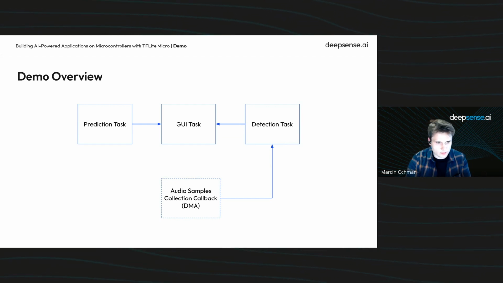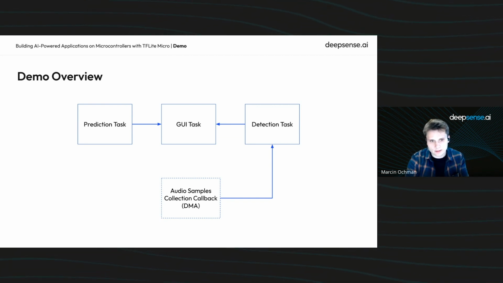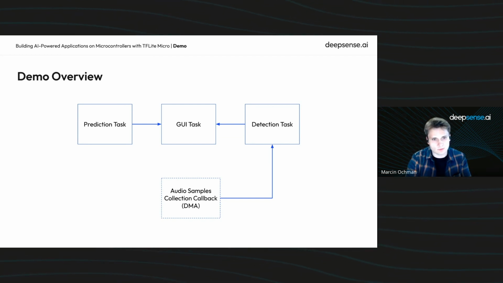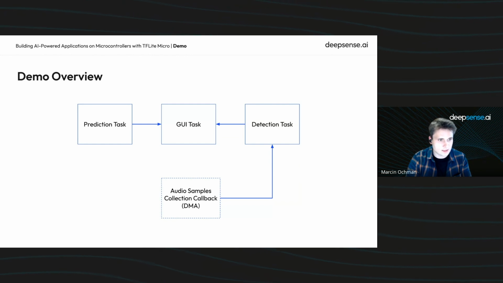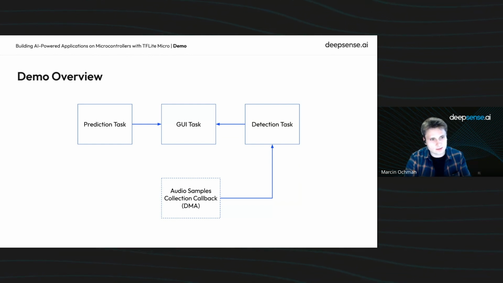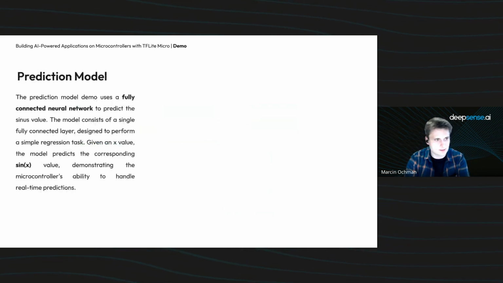The detection model is a word detection model which uses audio samples. As a consequence, we have to collect the audio samples from the built-in microphone, and that process involves collecting first the PDM samples. Then we have to convert them to PCM and store them in the dedicated audio buffer. When the audio buffer is filled, a message is sent to the detection task, and it can start the inference. On the other hand, there is a prediction task which performs the inference every 50 milliseconds.